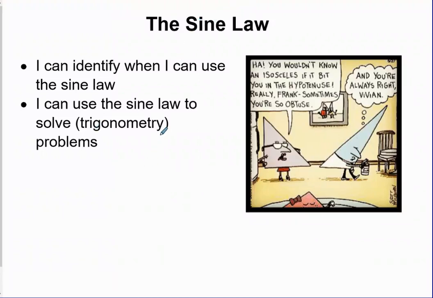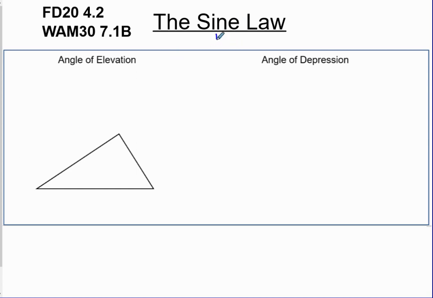By the end of these, you should be able to identify when you can use the sine law and actually use it to solve some trigonometry problems. Okay, so first off, the nice thing about the sine law is that it works for all triangles, not just right triangles. So this is nice because you do not need to have a 90-degree angle in order to use it like you do for Pythagoras or sine, cos, and tan ratios.